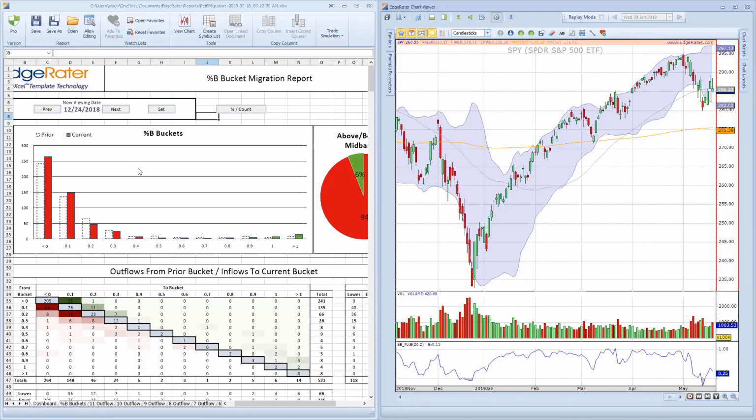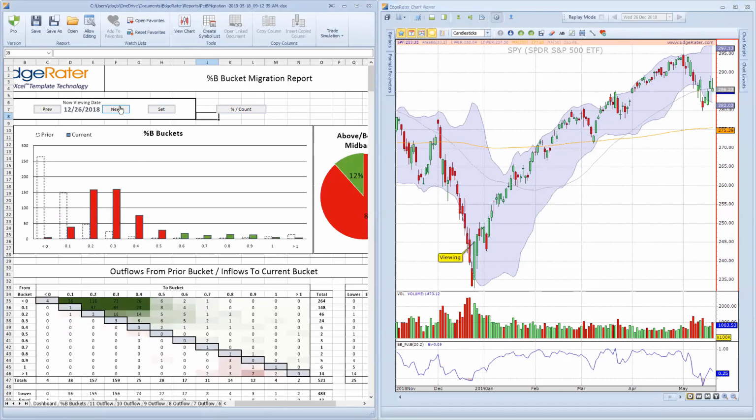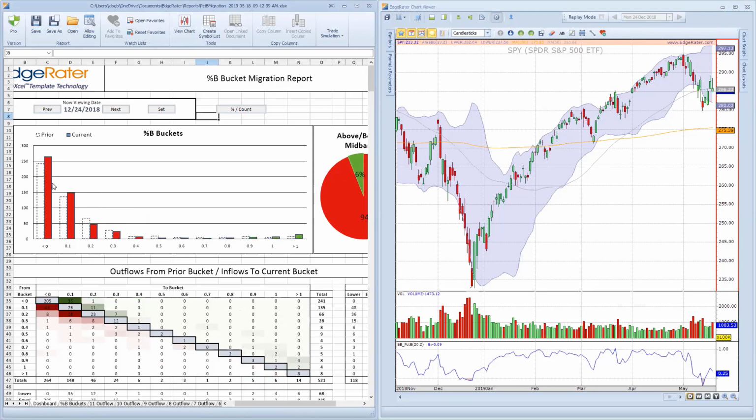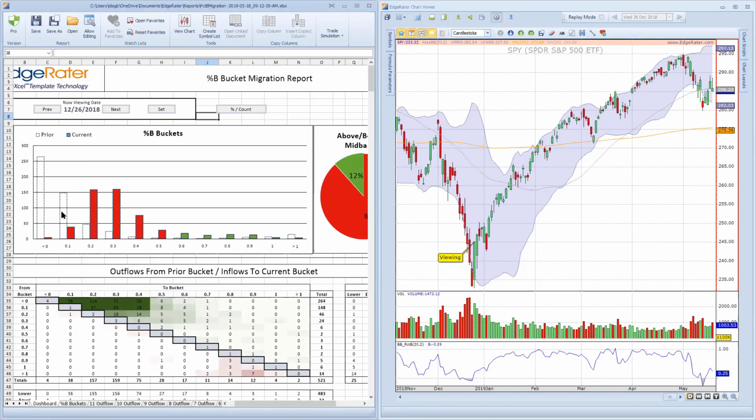wondering, if you're moving from one day to the next, say the 24th to the 26th, you can see that the buckets have changed. So you used to have on the 24th about 250 stocks below the lower Bollinger Band. If I go to the 26th, well, now there's almost 0 stocks below the lower Bollinger Band, but you have 150 stocks in, say, bucket number 2.